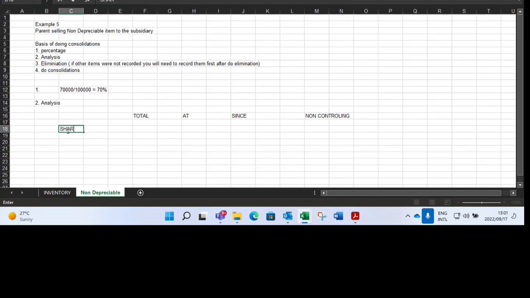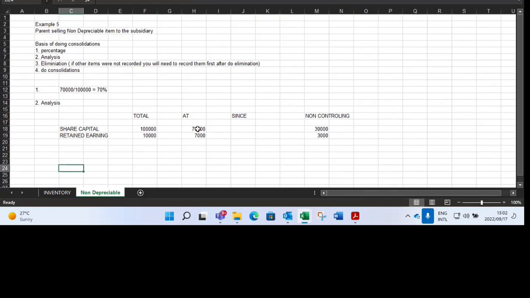So we have a share capital. The share capital of the subsidiary was how much? 100,000. 70, 30. And then we have retained earnings. The retained earnings on the date of acquisition was how much? They said we acquired him when the retained earnings was 10,000, right? Yes, sir. 10,000, 7, 3.